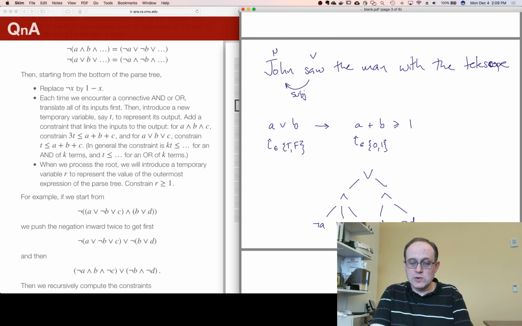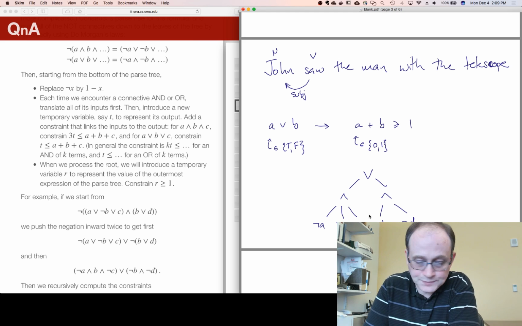And what we'll do is, from the bottom of the parse tree going up, for every internal node, create a new variable and a constraint to evaluate it. So we'll label these nodes, let's call them R, S, and T, and each of these is a new binary variable. And so let's look at S first. For S, we know that we want S to be the and of not A, B, and not C.